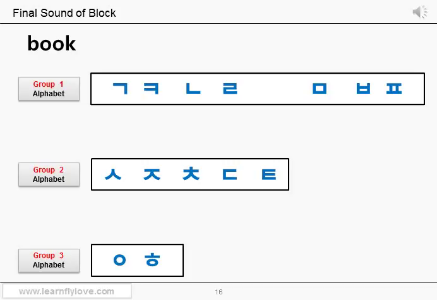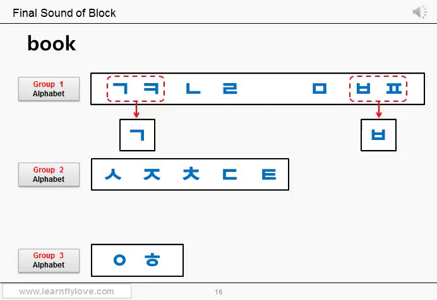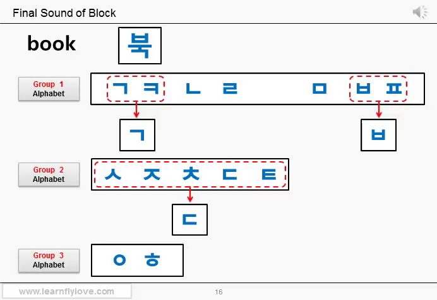when you use the K, K, B, P consonants from group 1 and the S, CH, CH, D, T consonants, the entire consonants from group 2, as a final. So if you pronounce book in a Korean way, it would sound like book. It's not book or book. It's just book. Book without a G or K sound. Book. Got it? It's not that difficult to memorize because the entire group 3 has nothing to do with this.